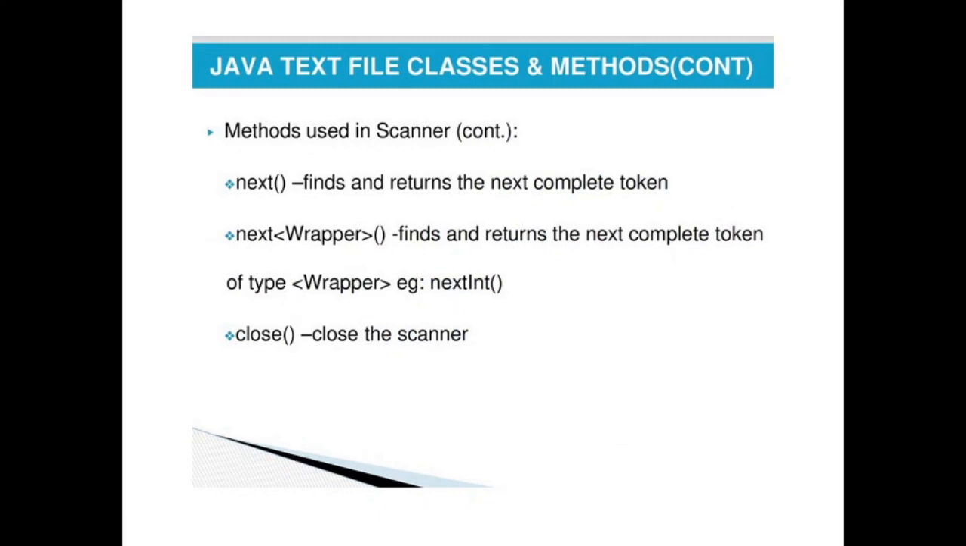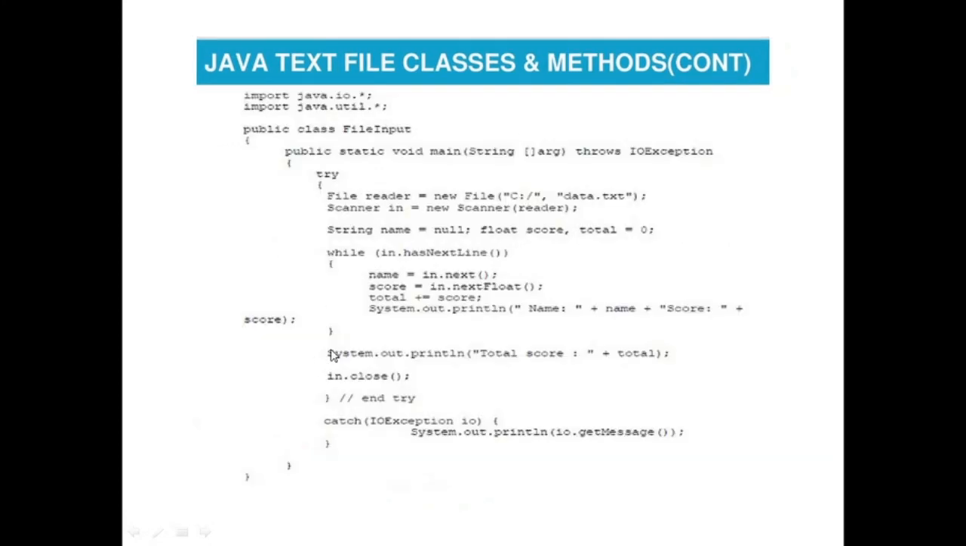Now methods used, as I told you, next will find the next complete token, next wrapper will find the next complete token of type wrapper, for example, nextInt. In this example, as you can see, first of all we have imported io and util. Okay, we have imported io because we are using the File class, and we have imported util because we are using the Scanner class.